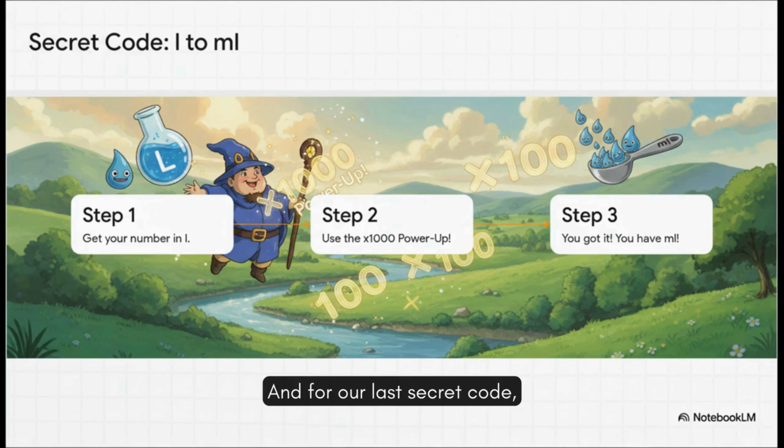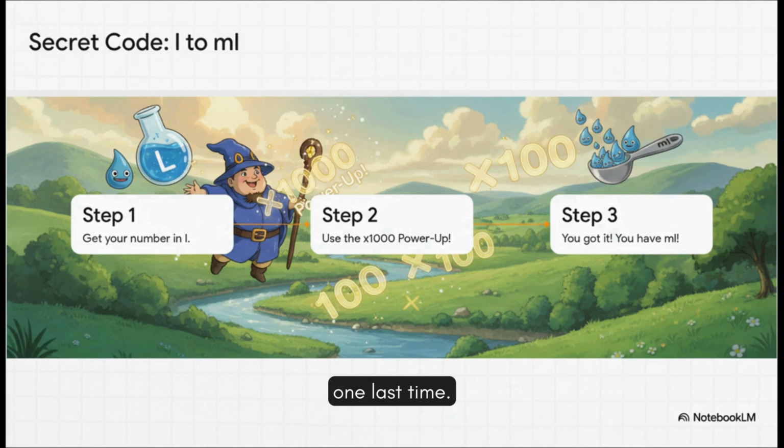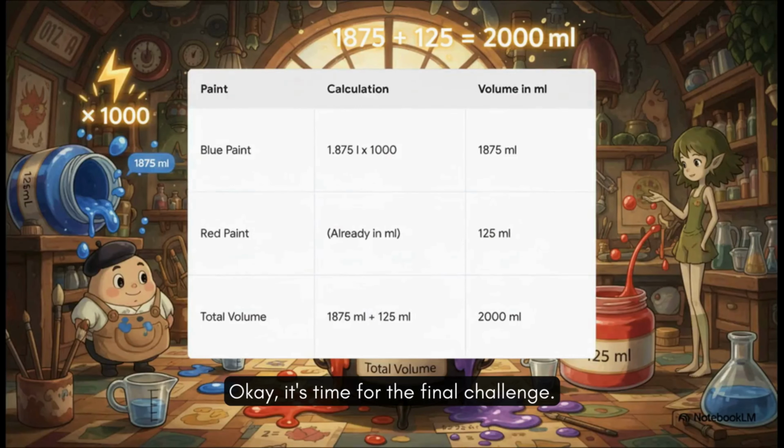And for our last secret code, I bet you think it's coming, right? To go from the big unit, liters, to the small unit, milliliters, we bring out our favorite multiply power up one last time. And just like with kilograms and grams, we're gonna multiply by 1,000. See, we've got this pattern down. Okay, it's time for the final challenge. We're being artists and mixing some paint. We've got 1.875 liters of blue paint and 125 milliliters of red paint. We need the total volume in milliliters.